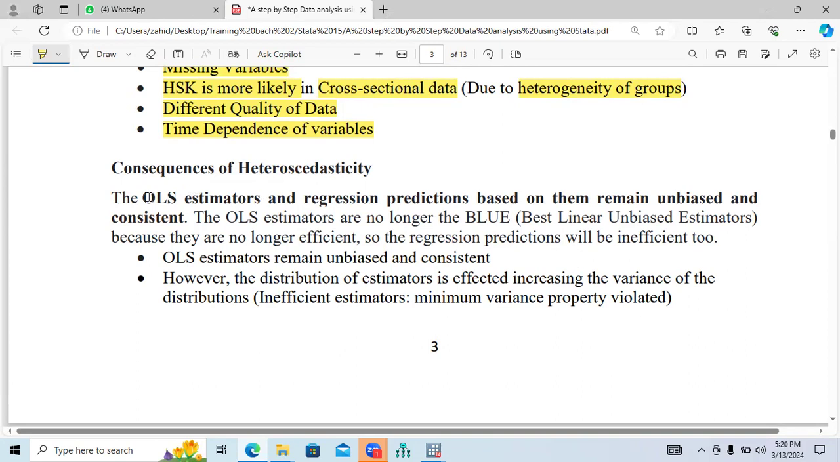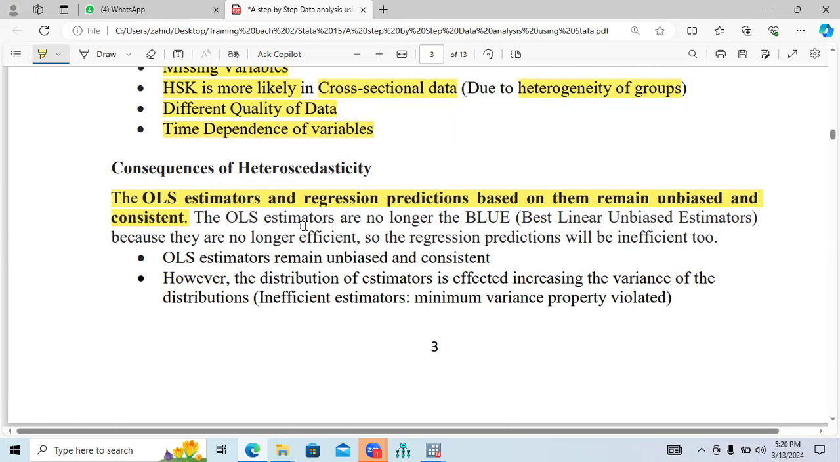So always remember that the OLS estimators and regression prediction based on them remain unbiased and consistent. So if you are using OLS model, and you are just predicting your data, it means you are not testing any theory, you are not testing any hypothesis, you are just predicting whether it will increase your dependent variable or it will decrease your dependent variable. Then in that case, you can ignore the heteroscedasticity.